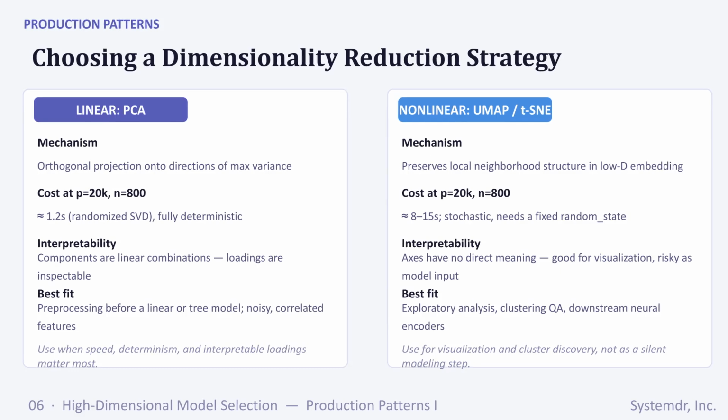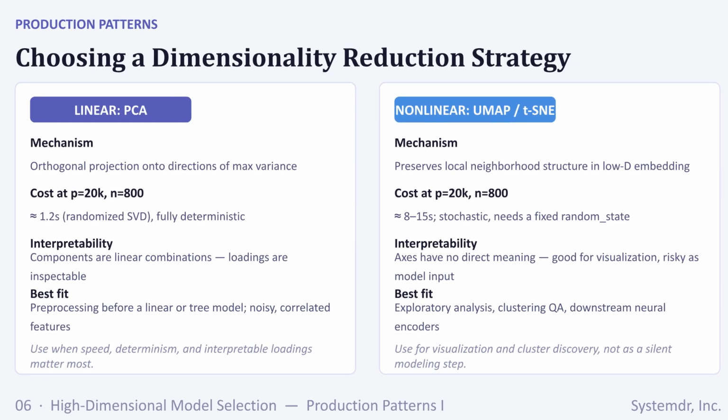Not every dimensionality reduction technique serves the same purpose, and picking the wrong one for the job is one of the most common production mistakes I see. On the left, we have PCA, Principal Component Analysis. It's linear, it's fast, about 1.2 seconds on 20,000 features and 800 samples using a randomized SVD, and it's fully deterministic. Its components are linear combinations of your original features, so the loadings are genuinely inspectable.